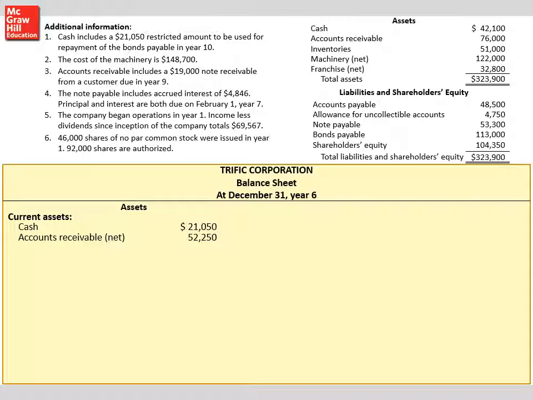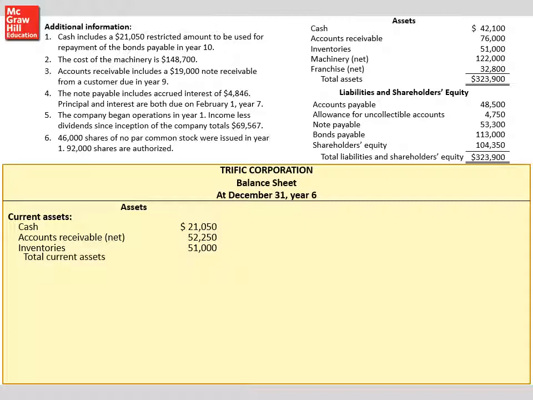Down below where it says liabilities and shareholders' equity, you see it says allowance for uncollectible accounts. That should actually be subtracted from accounts receivable because that's the part of accounts receivable not expected to be collected. So 76,000 minus the 4,750. Also in number 3, it says there's a $19,000 note receivable included in accounts receivable. Well, that shouldn't be included, so subtract that as well. So accounts receivable net is $52,250. The inventory, there's nothing wrong with it, so we just list it.